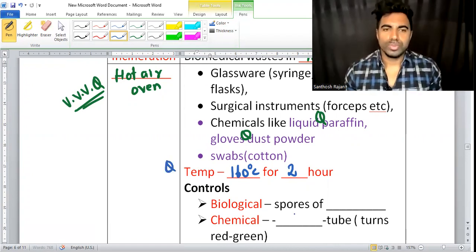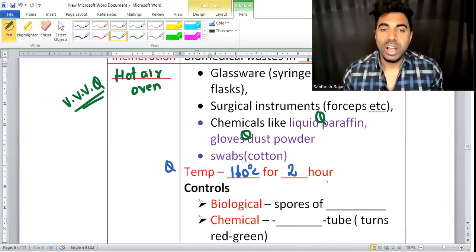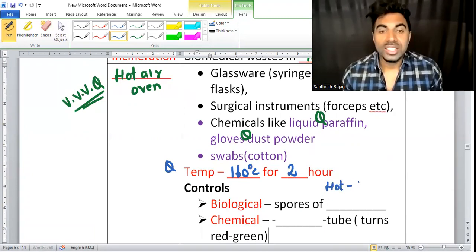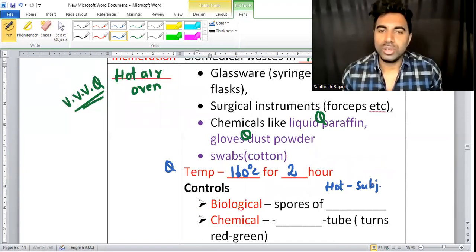What is the control? Because this is hot. Hot usually means what? Hot sabji. So that means hot, Bacillus.